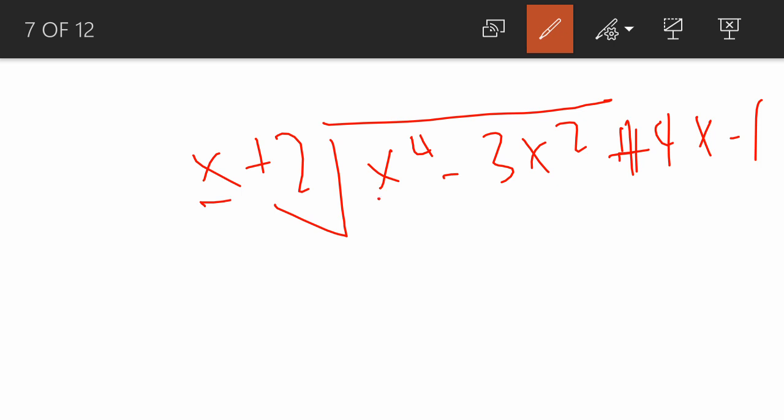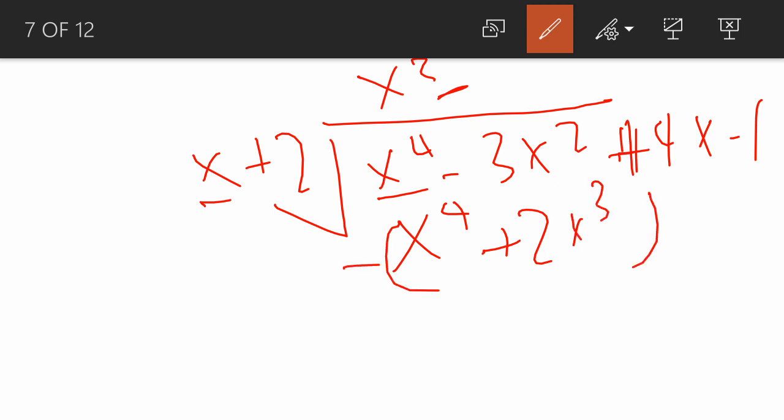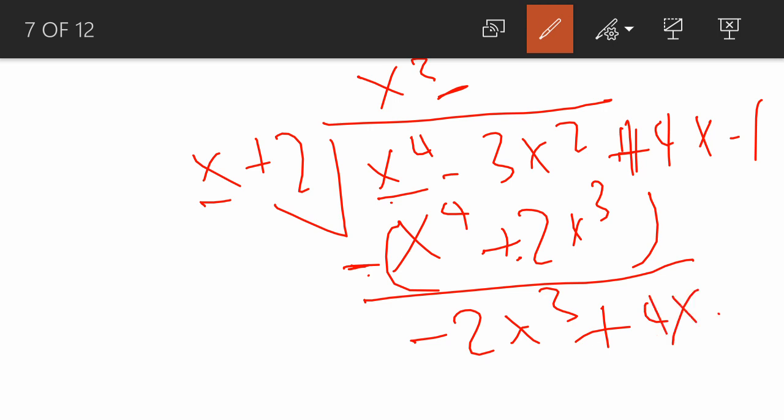So x here in x to the 4 is x cubed. X cubed times x is x to the 4. X cubed now times 2 is plus 2x cubed. Then here we subtract. Now in subtracting, x to the 4 minus x to the 4 is 0. This minus sign here with this plus is minus, so that gives us minus 2x cubed. There's nothing above it that can add up. Then you bring down your plus 4x minus 1, and so on and so forth.